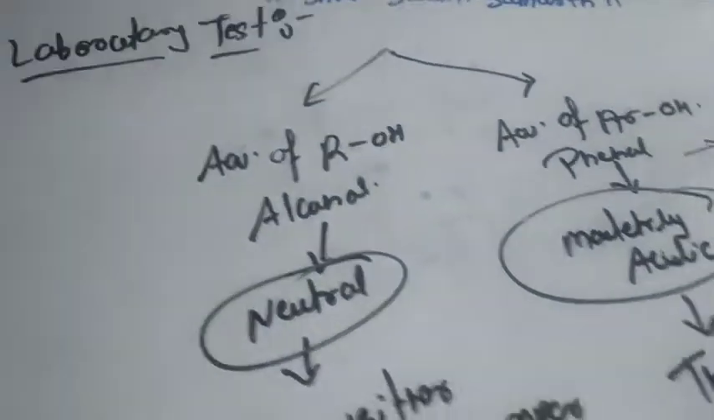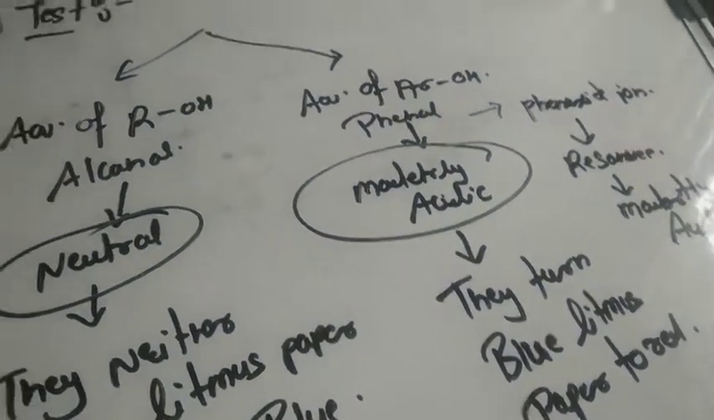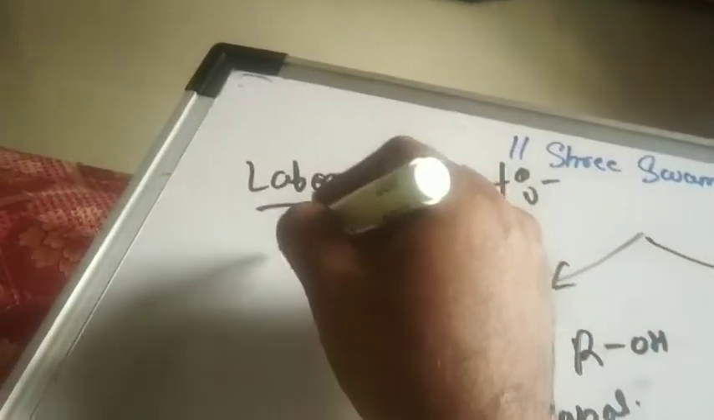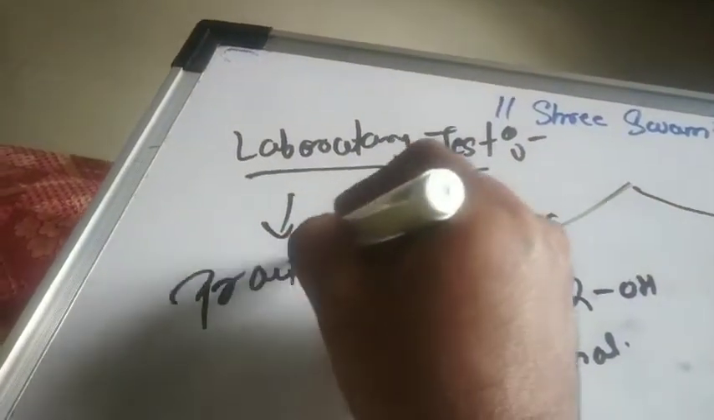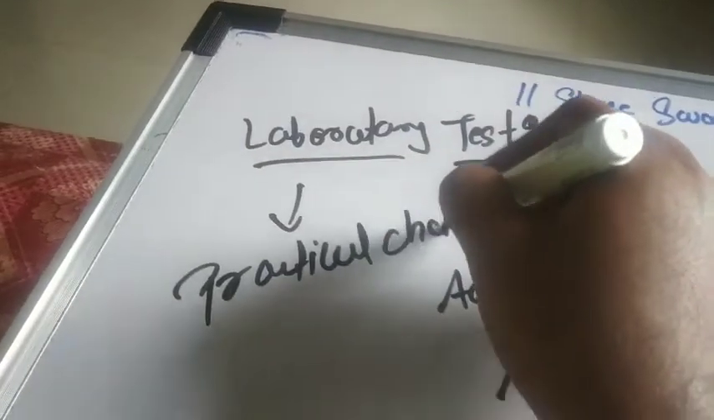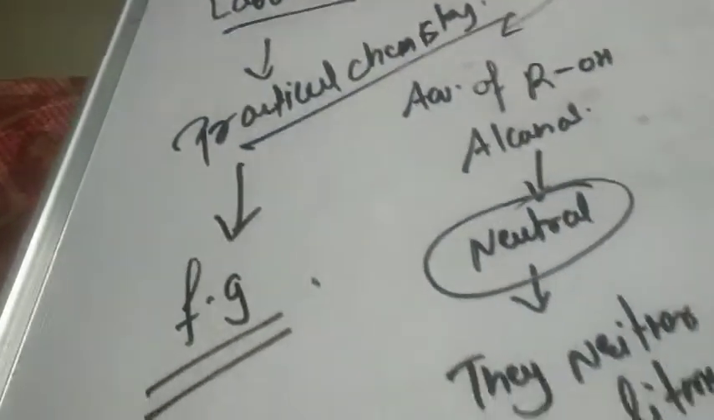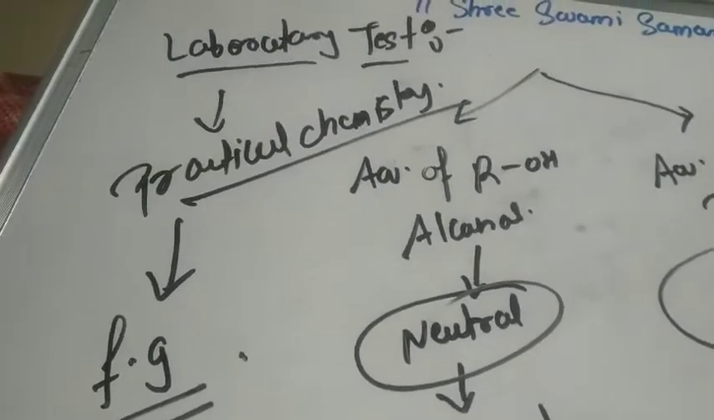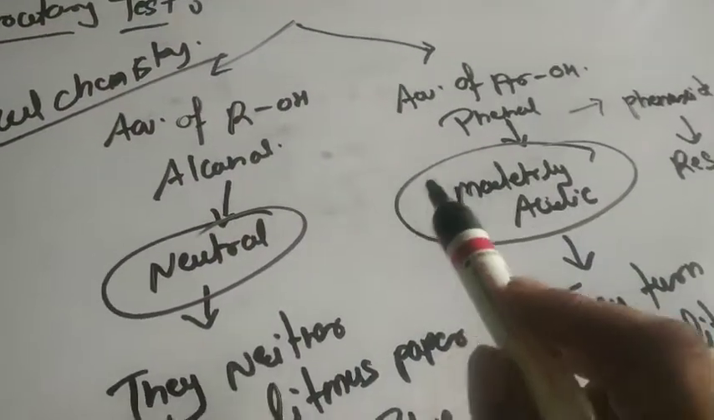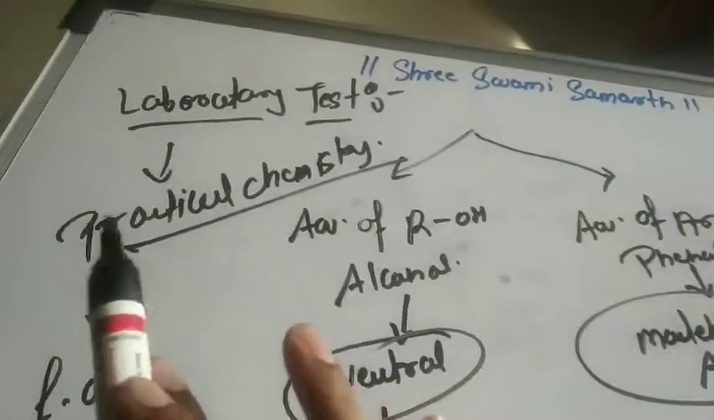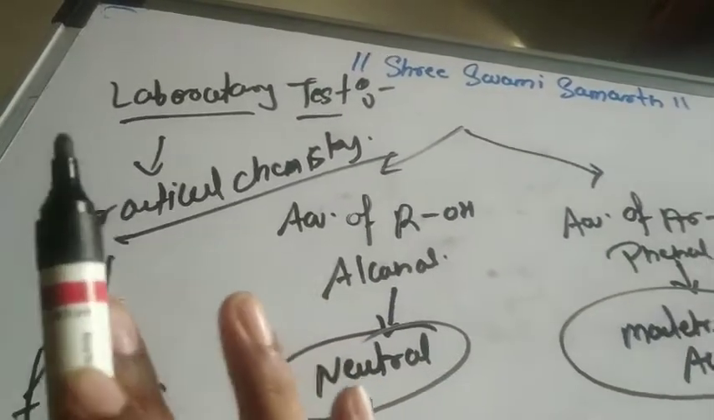See, what is a laboratory test? Laboratory test is nothing but the test used for the detection of the alcohols and phenols. Remember, this particular part is also there in your practical chemistry. A very, very important part in the practical functional group detection. So we are going to learn in the functional group detection. Even though it might not be there in your syllabus, it is there in your practical chemistry, so it becomes important, right? Okay, so now let's go further.